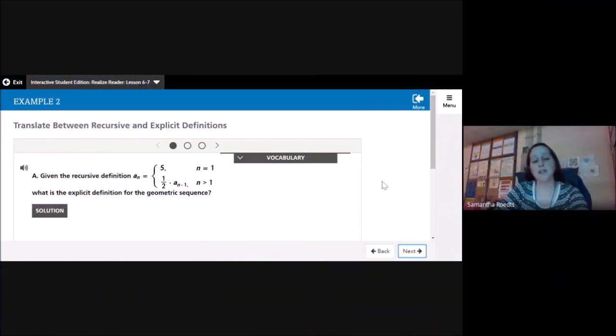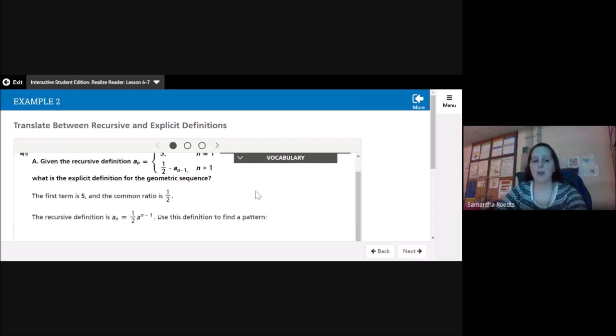All right, example 2, translate between recursive and explicit definitions. So given the recursive definition, a sub n equals 5, n equals 1, 1/2 times a sub n minus 1, where n is greater than 1, what is the explicit definition for the geometric sequence? Okay, so the first term is 5, and the common ratio, r, is 1/2. The recursive definition is a sub n equals 1/2 a sub n minus 1.